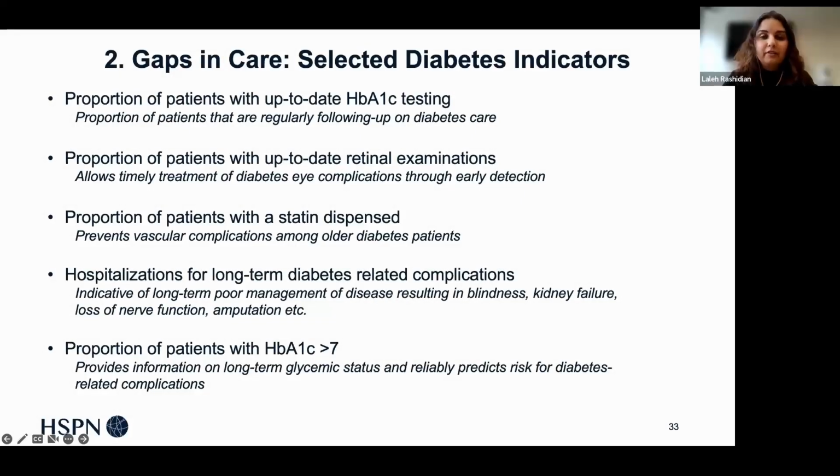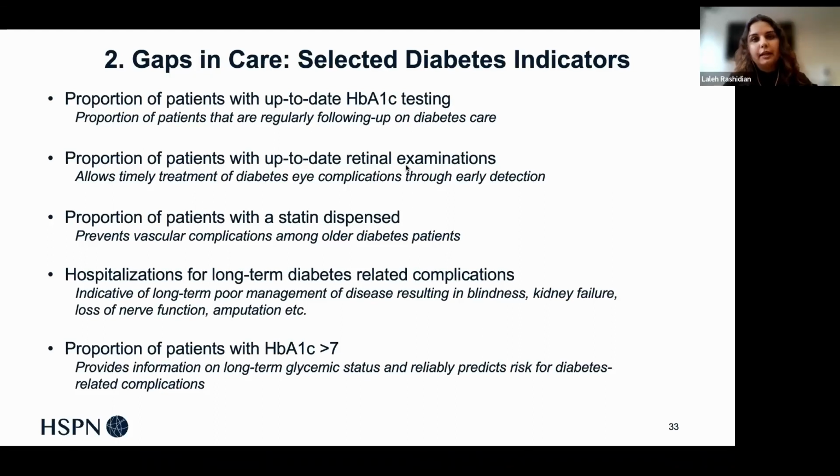Hello everyone, I'm Rashidian. I'm a PhD student at the University of Toronto and I'm currently conducting research on access to care for diabetes. So now we're going to focus on diabetes and see what OHTs can learn from the data that is provided to them using diabetes as an example.